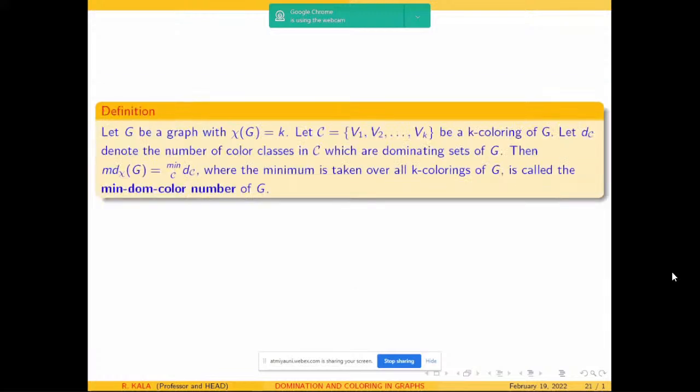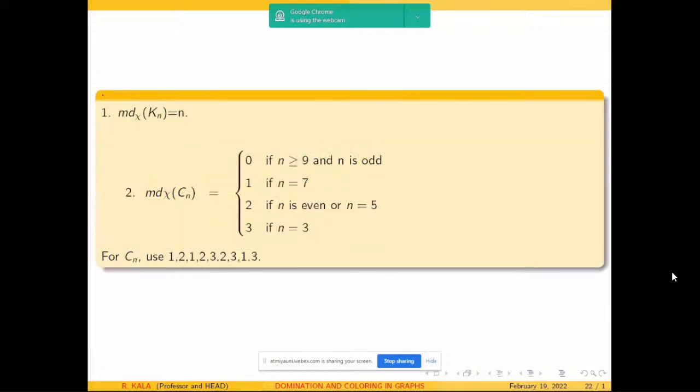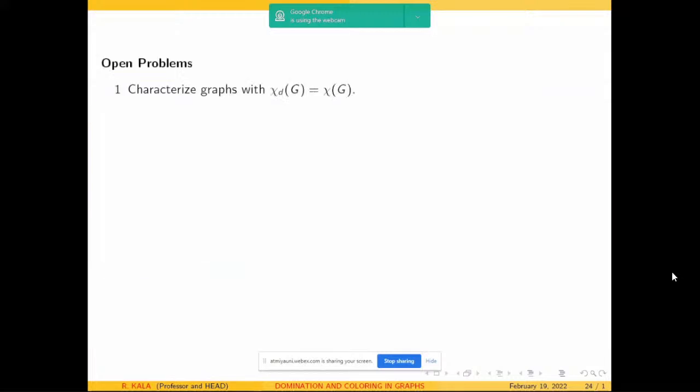One of my students, instead of taking the maximum, took the minimum, where the minimum is taken over all k-colorings of G. So in some cases, you may have it to be 0. This is called the min DOM color number. Similarly, we could prove many results in this also. Of course, let me skip the values that I have found.